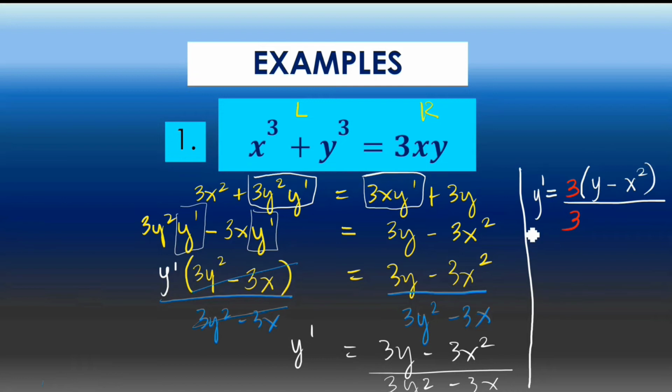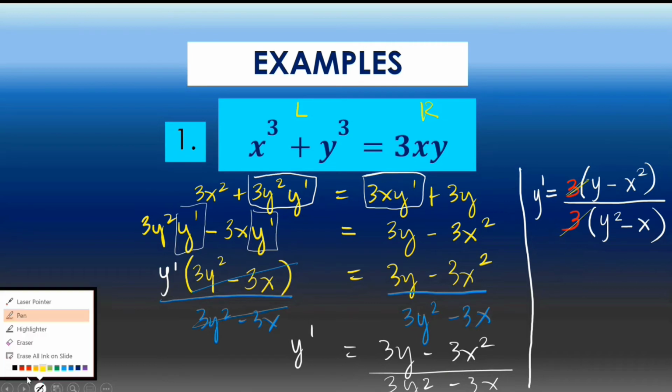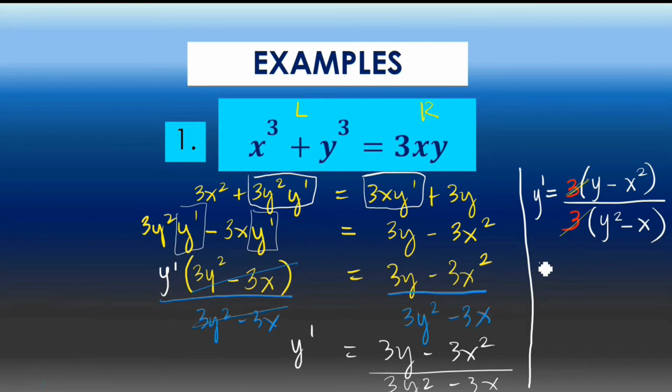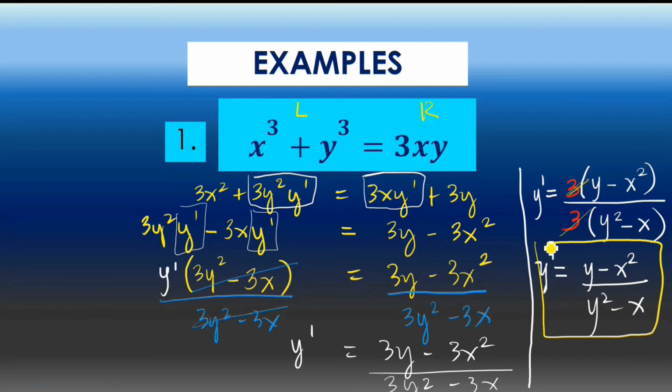Then on the denominator, what we're gonna have is y squared minus x. Okay? So we factor first before cancellation will be done. Remember that. You don't cancel here right away. It is not allowed. Cancellation only once you're done factoring. So what we have is y prime equals to y minus x squared over y squared minus x. And this will be the final answer. Okay?